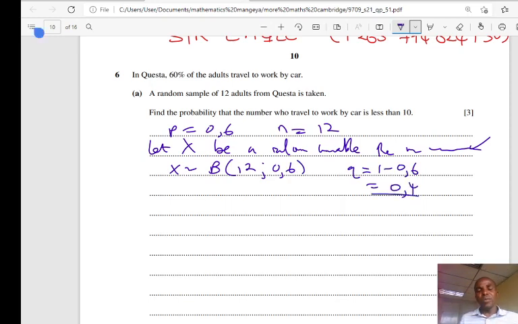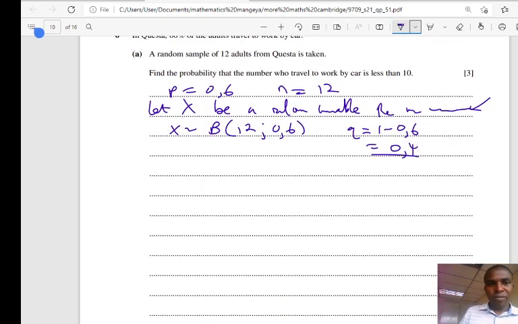That's q, right? Then we want to find the probability that the number who travel to work by car is less than 10. That is the probability that X is less than 10. Less than 10 can be from 0 to 9, so the probability of X equals 0 plus 1 plus 2 plus 3 plus 4 up to 8. You would die a death. This is serious. Don't attempt that at home. So please don't try this at home.